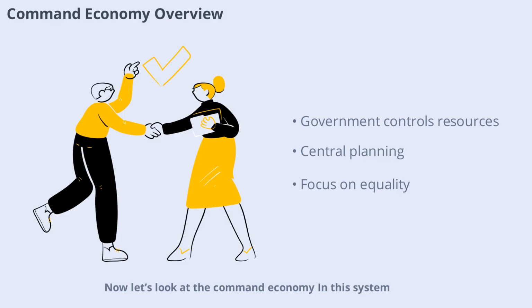Now let's look at the command economy. In this system, the government makes most or all decisions about what to produce, how to produce it, and who gets the goods and services. Central planners set prices and allocate resources according to national goals. This approach aims for equality and stability, but it can sometimes lead to inefficiency and lack of innovation since there's less competition and consumer choice.